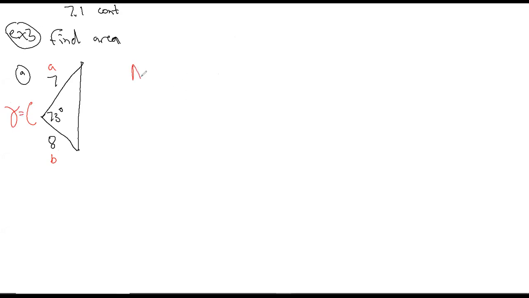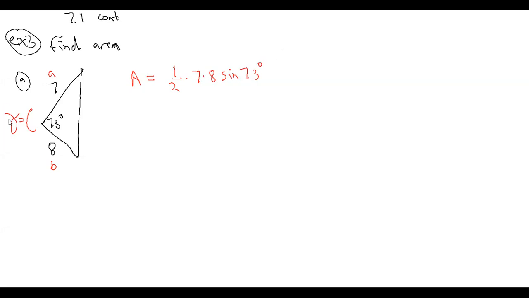So the area is equal to 1/2 times A, which is 7, little a, times B, which is 8, times the sine of the angle between them, 73 degrees. And then we just put those in a calculator, which I need to pull up.